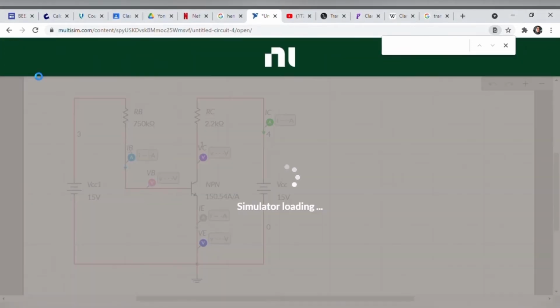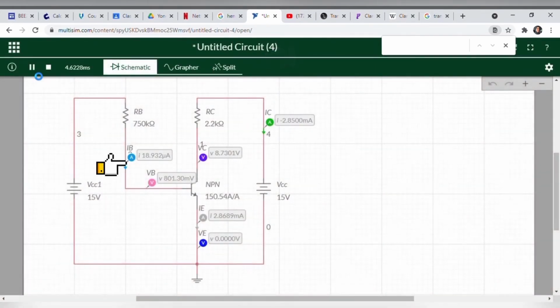After running this circuit, we got 18.932 microampere of IB, 2.85 milliampere of IC, 2.8689 milliampere of IE, which approximates to IC value, and 8.7301 volt of VCE.